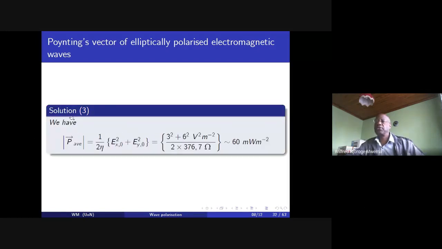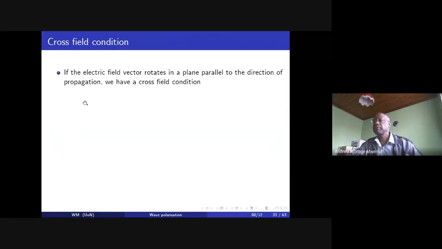So, as a solution, we consider the magnitude of the average Poynting vector, which is going to be given by a half of the amplitude squared of Ex plus the amplitude squared of Ey, divided by eta. And we can put those immediately into the equation, and we get something like 60 milliwatt per meter square. Okay, there's nothing else to do with it.